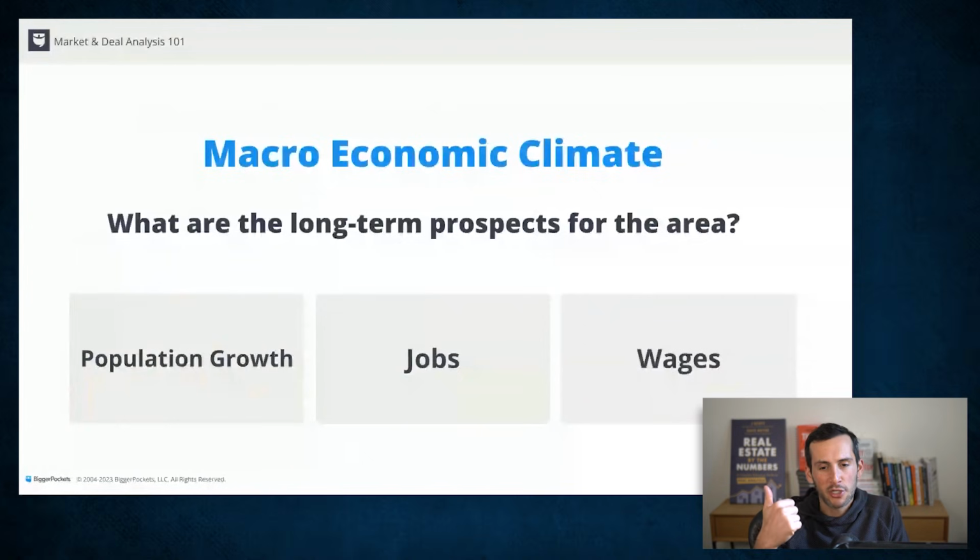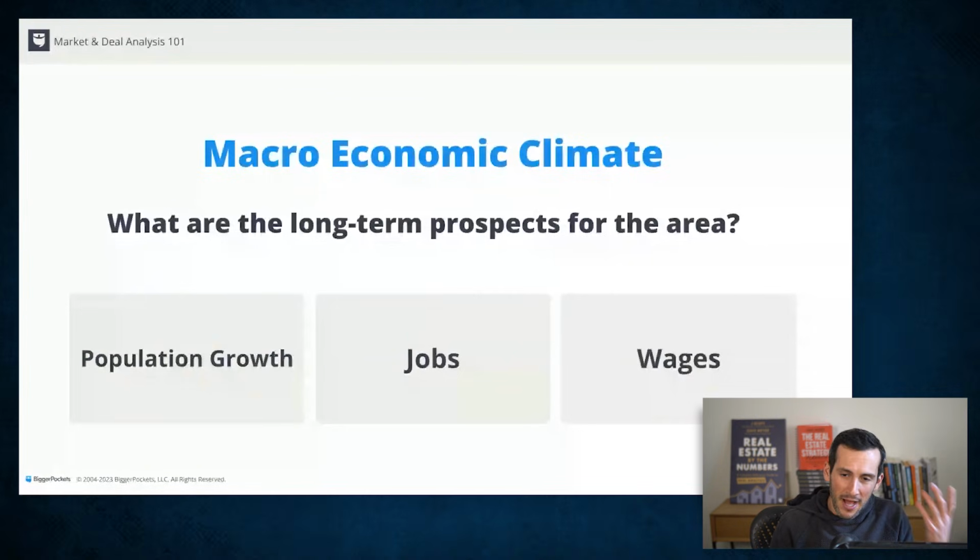Look at population growth. That's super important because housing, like everything, comes down to supply and demand, right? If the population of a particular area is growing, that means demand is likely going up. That's a good thing for real estate investors. Two is jobs. You want people to be able to pay their rent. You also want economic growth that fuels appreciation over time. Same thing with wages. So those are the three macroeconomic things that we're going to look at today.